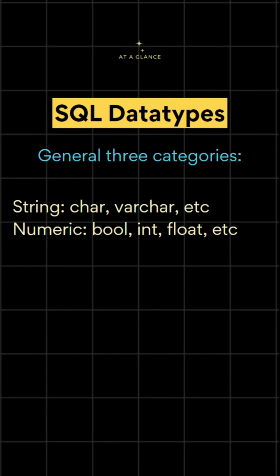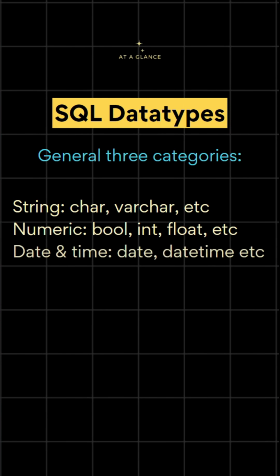Next, we have the numeric category. In this numeric category, we may have Boolean data type, integer data type, or float data type. We may have many other data types in the numeric category. Let's have a look at them in the upcoming videos.